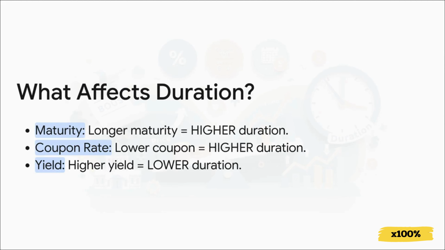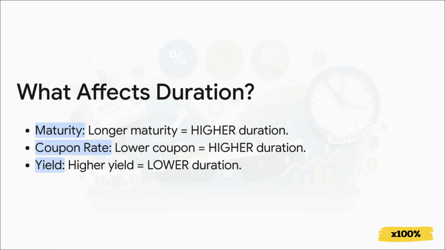So, what actually makes a bond more or less risky? Well, it really boils down to three things. First, the most obvious one, is maturity. The longer you have to wait to get your $1,000 back, the more chances there are for interest rates to mess with your investment's value. So a longer maturity means a higher duration. Easy. Second is the coupon rate, and this one's a little weird.